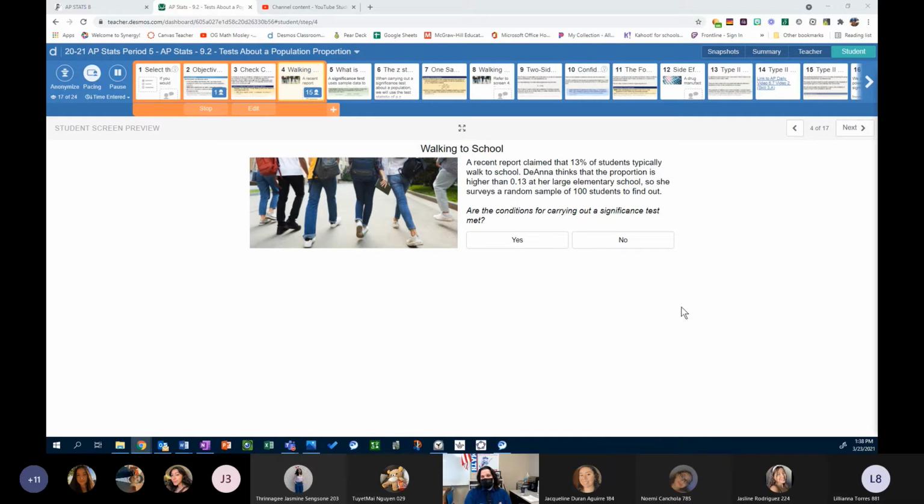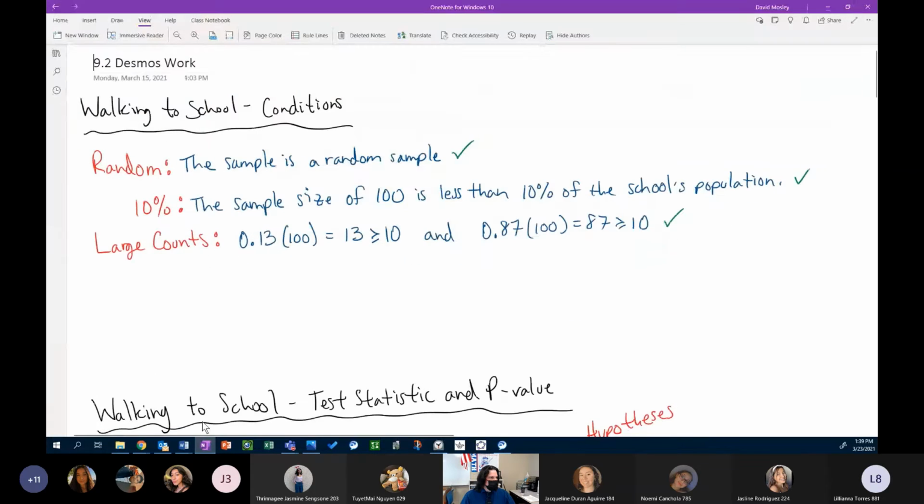They could be reasons why later on we may have an error or a sampling error, or could explain why we got a certain type of result, but at this point we're only checking these 3 specific conditions. And in this case, yes, the conditions are met. The reasoning here, the conditions being checked, we have right here on my OneNote page.